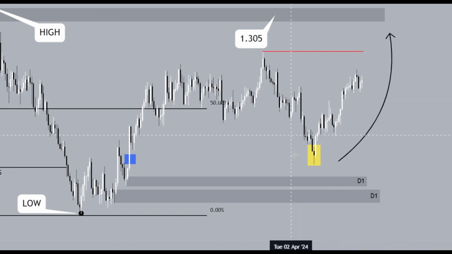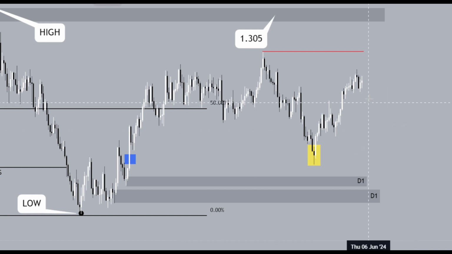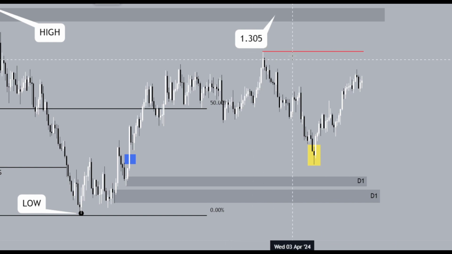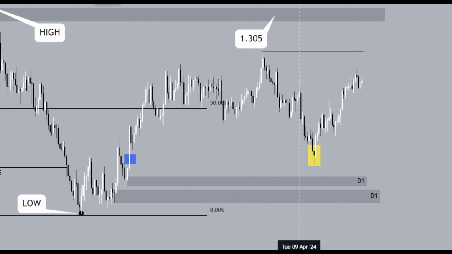So from here, this then becomes an overall bias or an overall narrative, right? And what makes this a narrative is that we have a draw on liquidity over here. This is a DOL, a draw on liquidity. We have a fair value gap over here, and we have a weak high over here. So when we have a draw on liquidity and a fair value gap, it's pretty easy to determine a bias, okay?